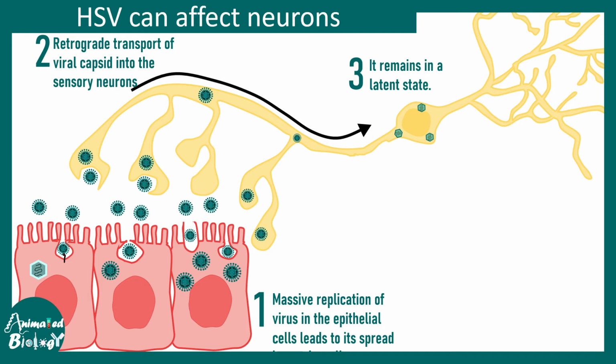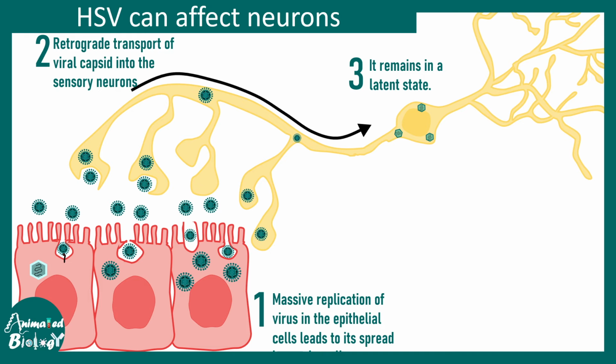Eventually, when required, virus particles can be reactivated. Viral assembly can happen. They can move in an anterograde fashion and again reinfect the epithelial cells. This is how a two-way transport inside the neuron takes place.